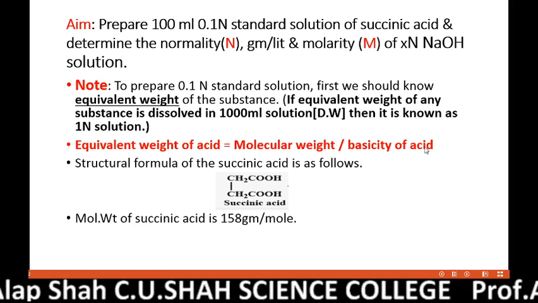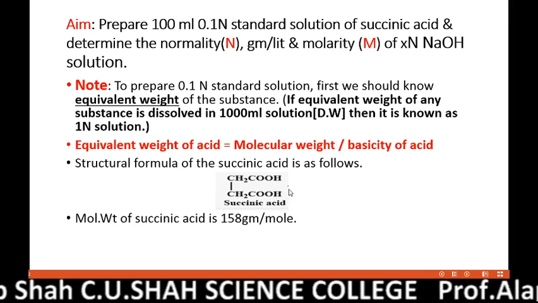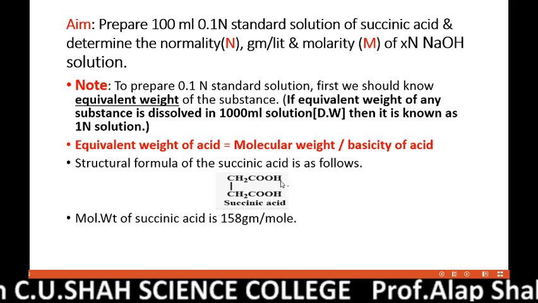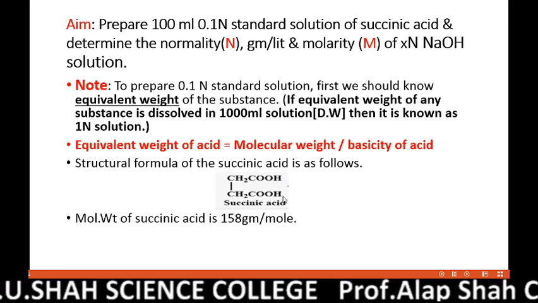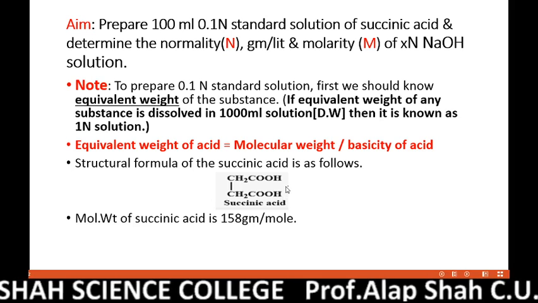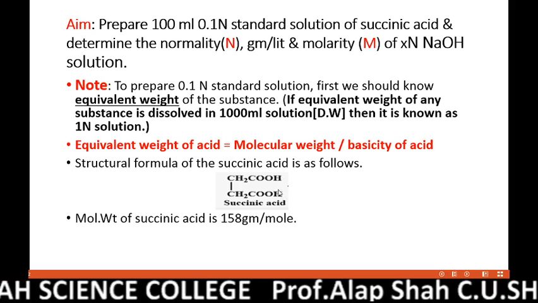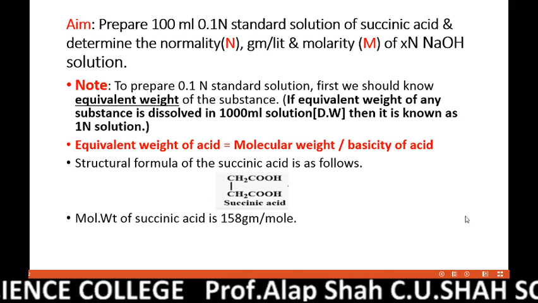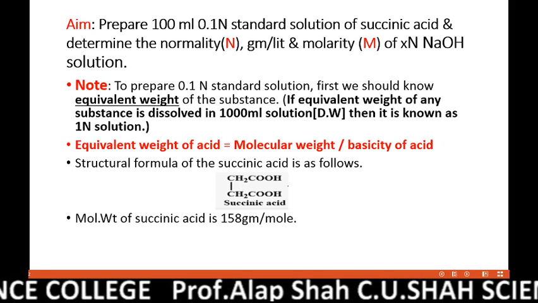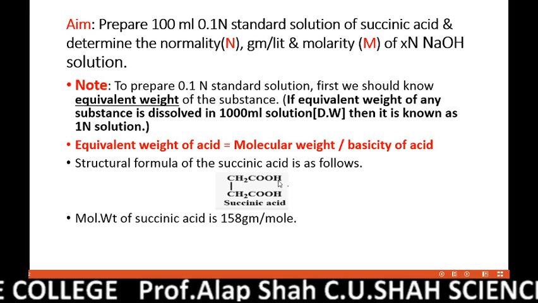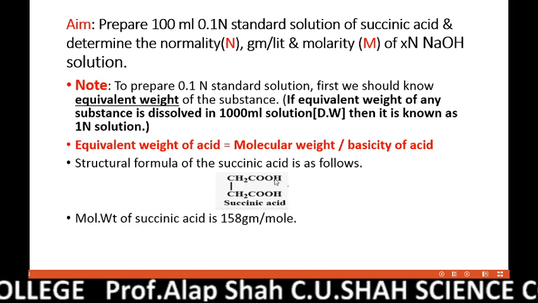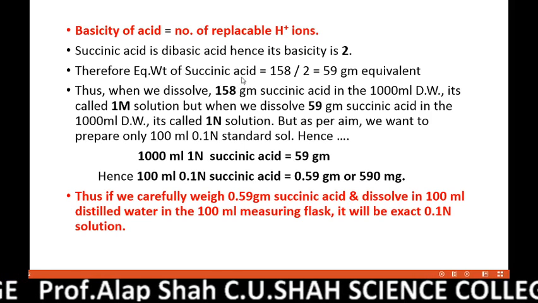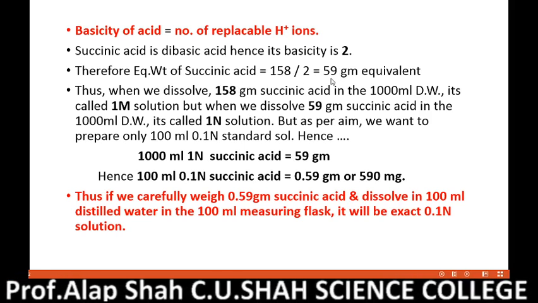Now what is the basicity of an acid? Whenever we dissolve an acid and it undergoes ionization, the number of replaceable H plus ions which are set free on dissolution is called its basicity. So whenever we dissolve succinic acid, it actually undergoes ionization and sets free 2 moles of H plus ions. So its basicity is 2. So its equivalent weight is 158 by 2, that is 59.